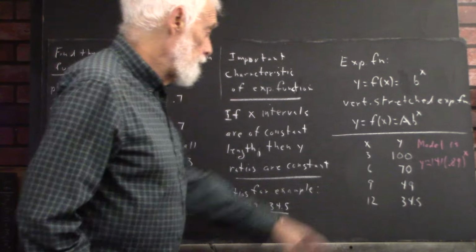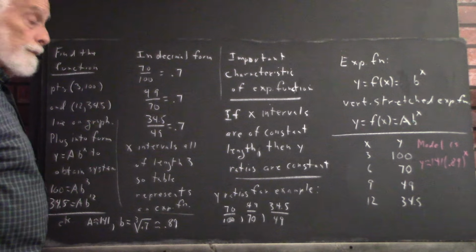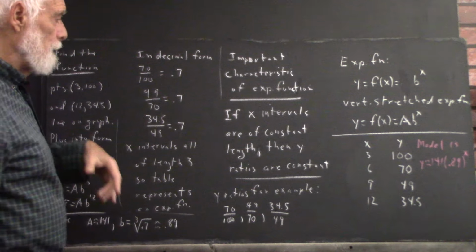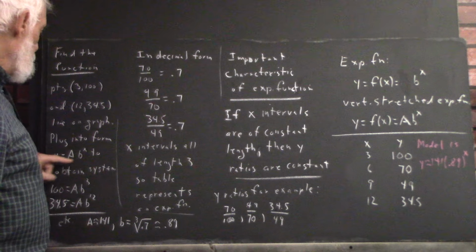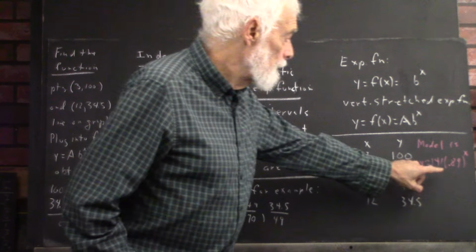Then, if you find out that it appears to be exponential, you can do what we did last time. Take 2 points, consider those to be points on the graph, plug them into the form y equals ab to the x, evaluate a and b, you get your model.